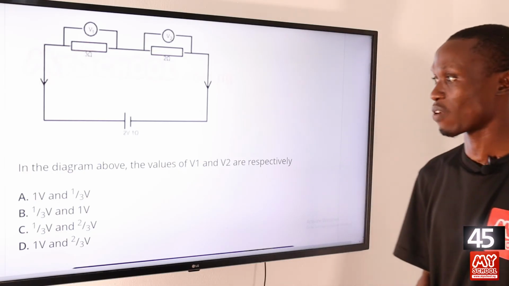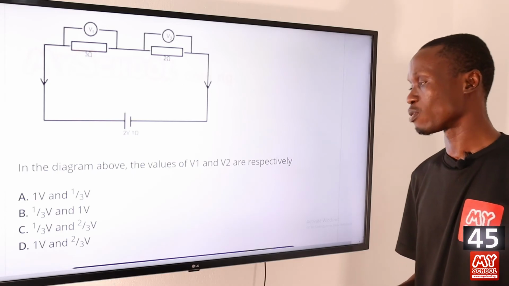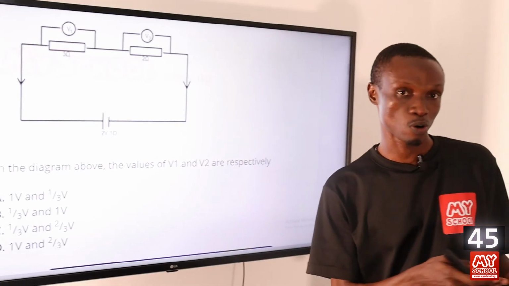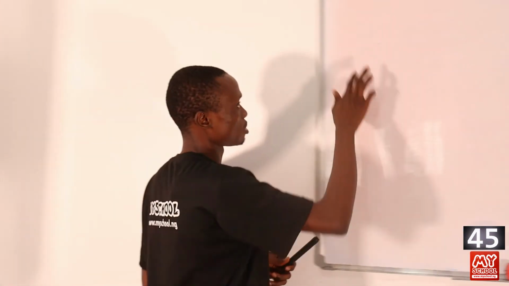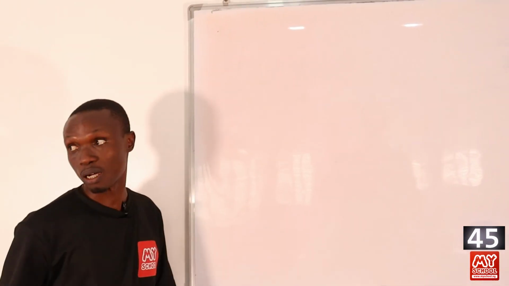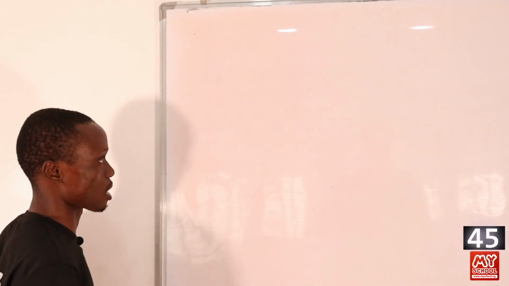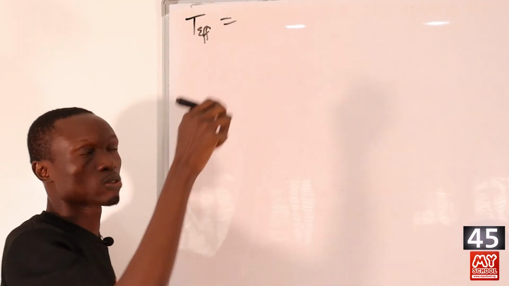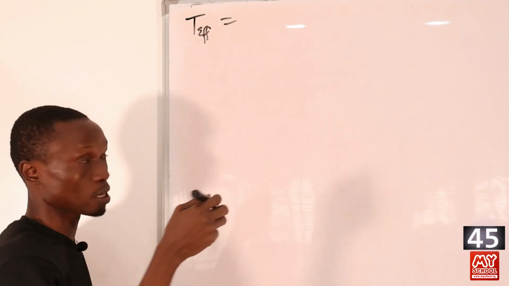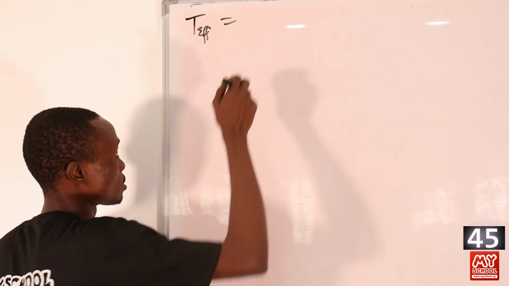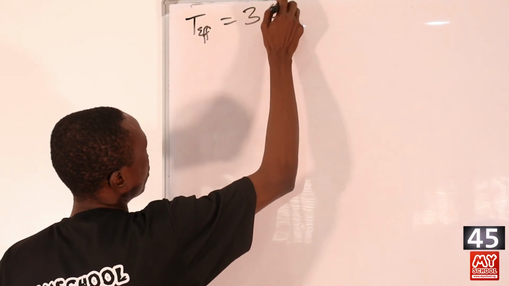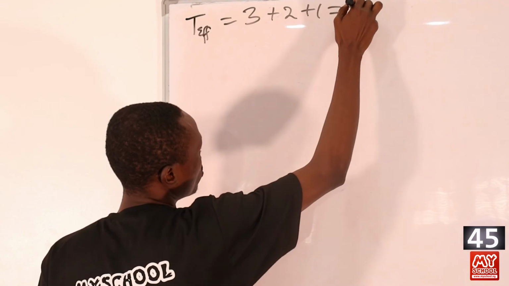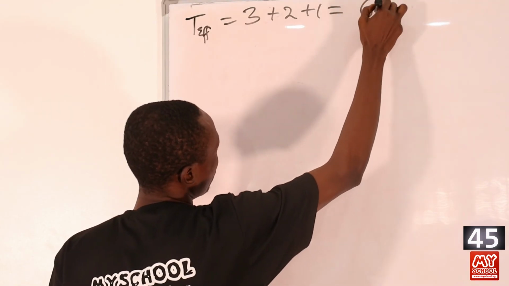Moving on to question 45. In the diagram above, the values of V1 and V2 are respectively. So let's move to the board to provide answer to this question. First of all, we have to calculate the effective resistance. The effective resistance is the summation of all the resistances that are given to us there, which is 3 plus 2 plus 1, which is equals to 6 ohms.